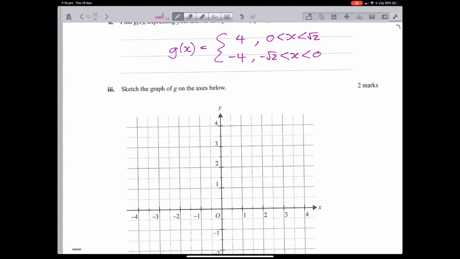Okay, sketch the graph of g of x on the axis below. So root 2 is 1.4, so let's say that's here. It's 4, 4, looks like that, 0.